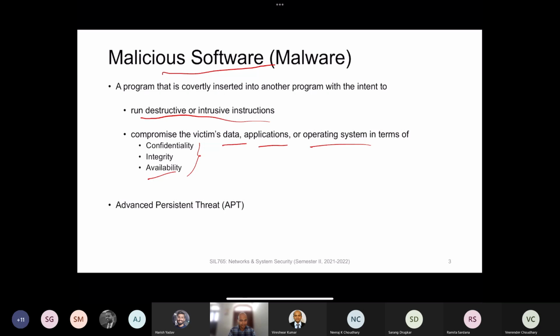Okay, and malware could do these things in a variety of ways. There are different ways of classifying malware as well, but one important property that many malware have is that they are persistent. These are the modern malware, and they pose what is called an advanced persistent threat, APT.